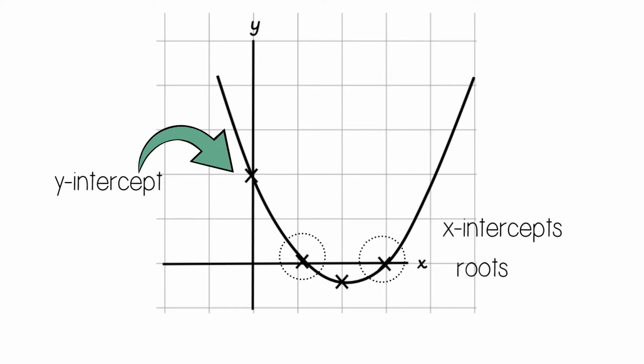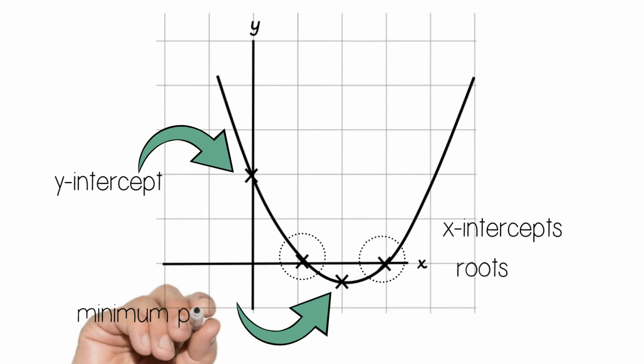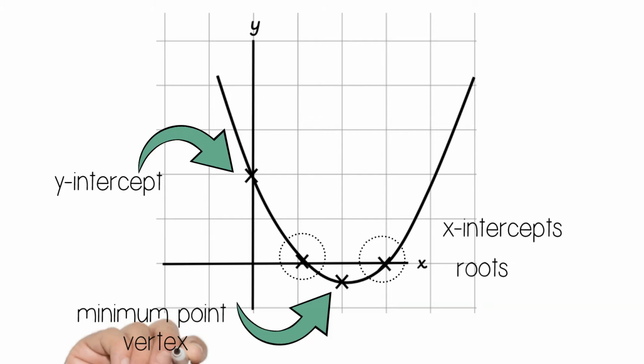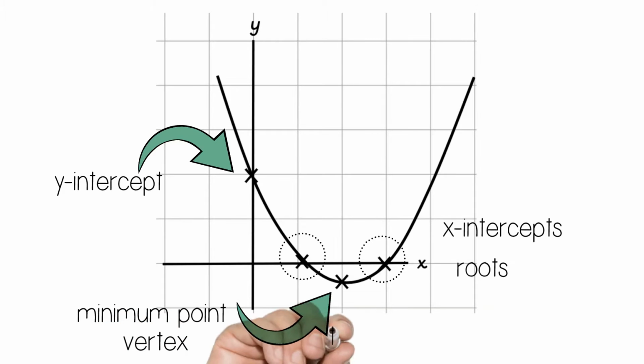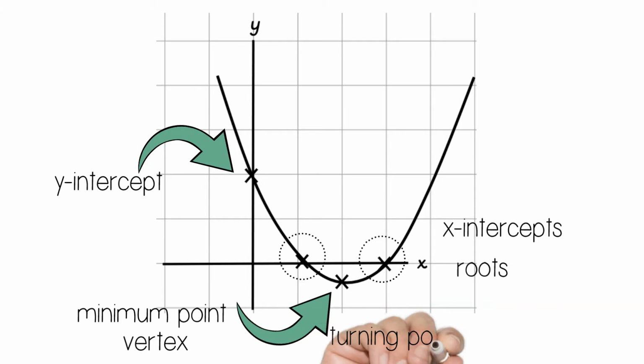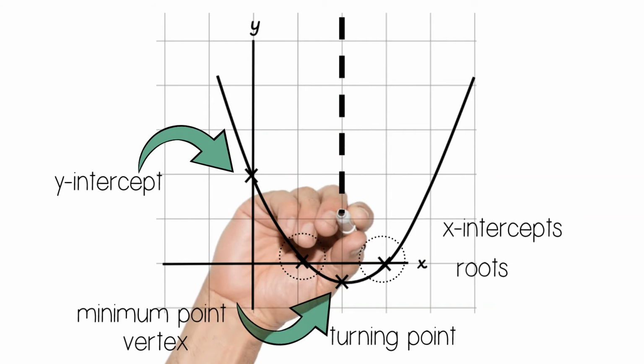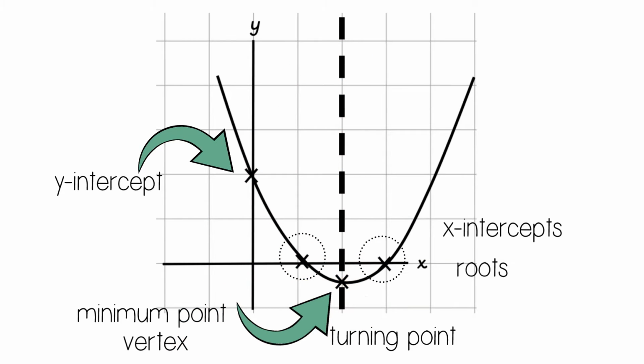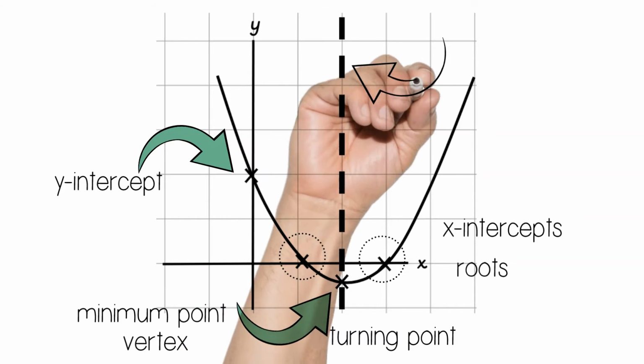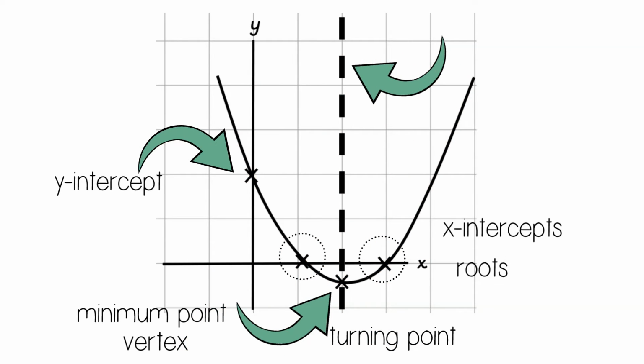Now this point here, this is the lowest point on the quadratic, and that is called the minimum point. Another word for this is the vertex or the turning point, so where the graph starts to go in a different direction. So initially it's going down, and then as soon as it hits that turning point it starts to go upwards again. And finally we have our line of symmetry, which is something we covered in the previous video, and that goes straight through the turning point.